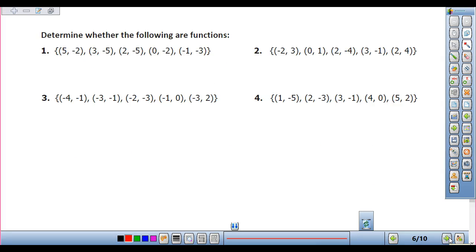Am I looking at my x values or my y values? If the y value repeats, it doesn't matter. We're only looking at the x values. So if I'm looking at number 1, I'm looking at my x values: 5, 3, 2, 0, and negative 1. Do any of those values repeat? No. So is this a function? Yes.